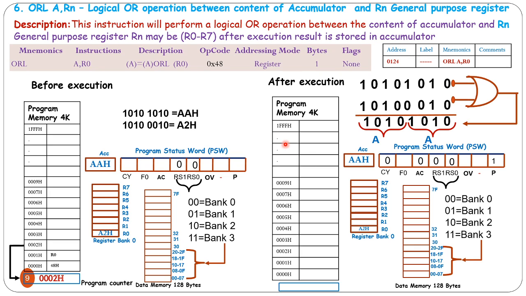So student, we discussed the logical OR operation in this video lecture. Logical ORing between accumulator and general purpose register, immediate data and random access memory. Similarly, random access memory, content of accumulator logically ORing, immediate data logically ORing. In this way we saw these 6 instructions in detail, and how they operate, in this video lecture.